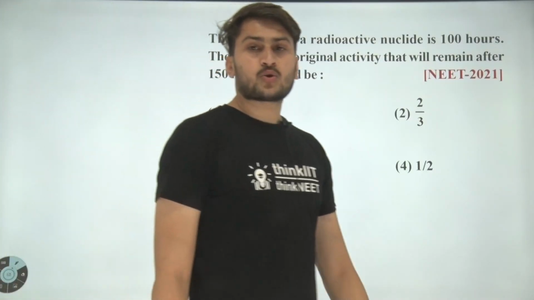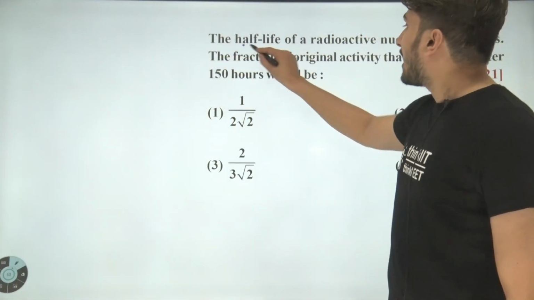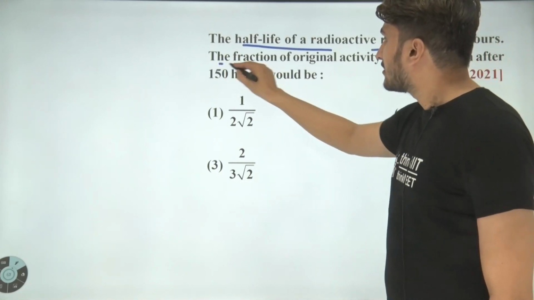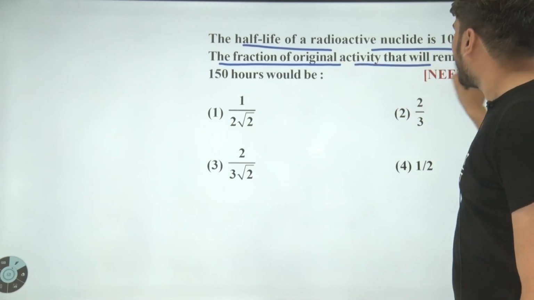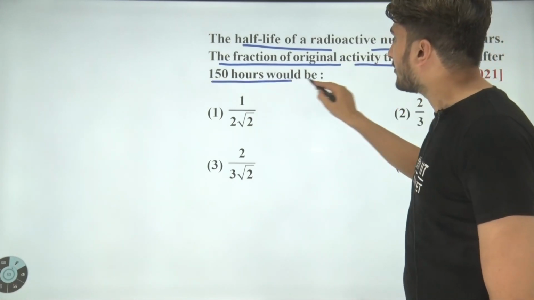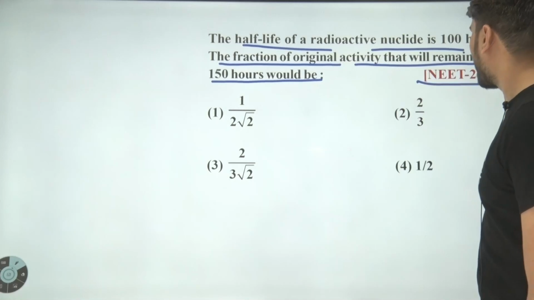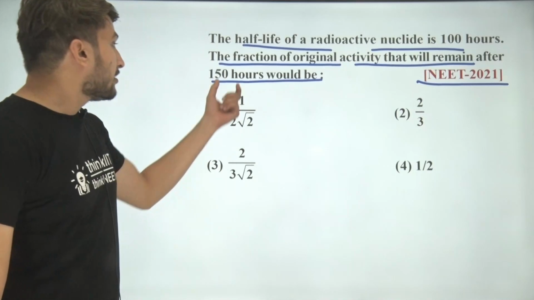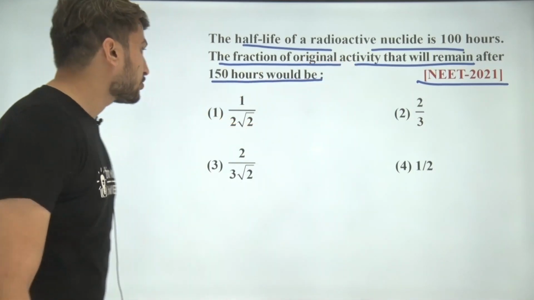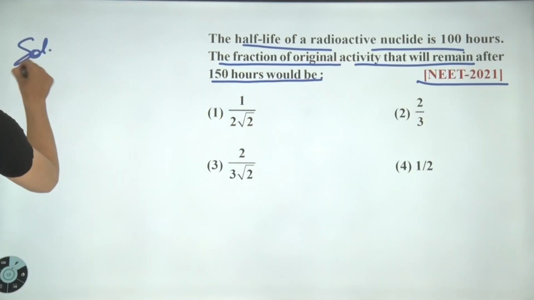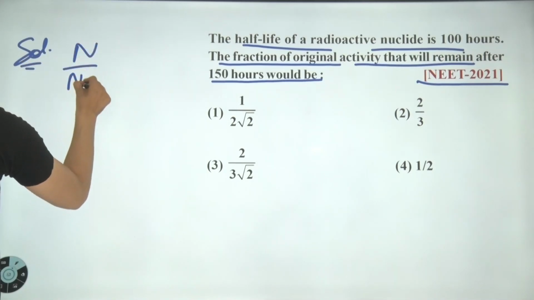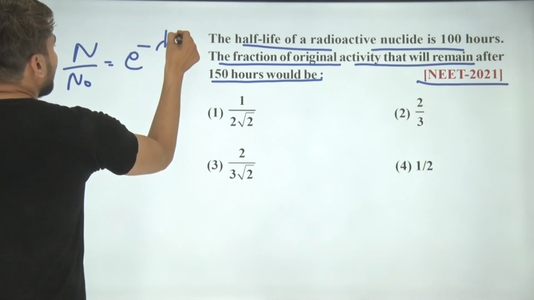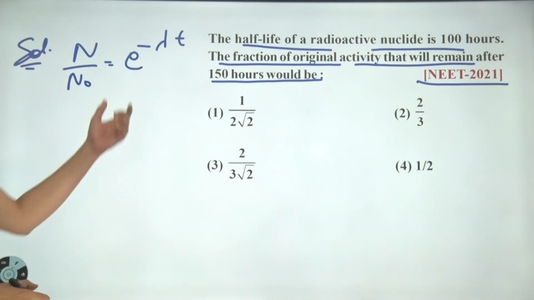Hello students, the question is asking: the half-life of a radioactive nuclide is 100 hours. The fraction of original activity that will remain after 150 hours would be? And students, this question comes from NEET 2021. So basically we have to find the fraction of original activity. If I am talking about the fraction, we can say N upon N naught, which is the fraction of activity, is e to the power minus lambda multiplied by t, where lambda is the decay constant.